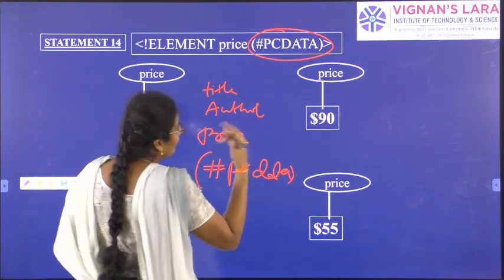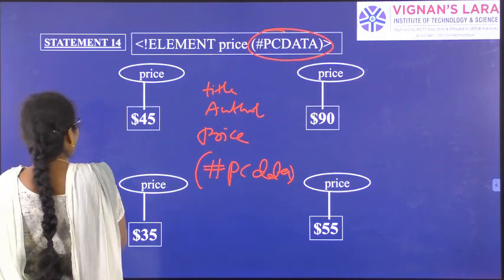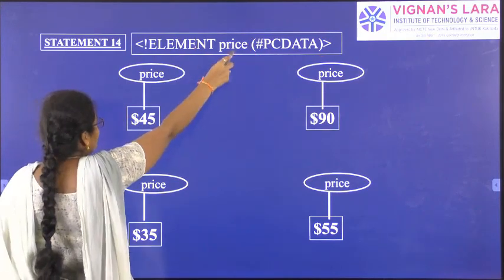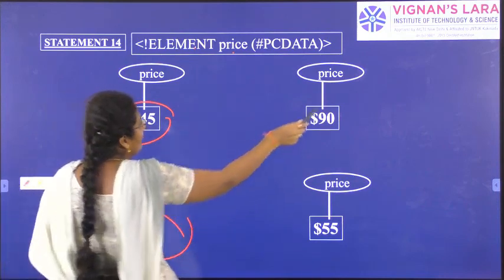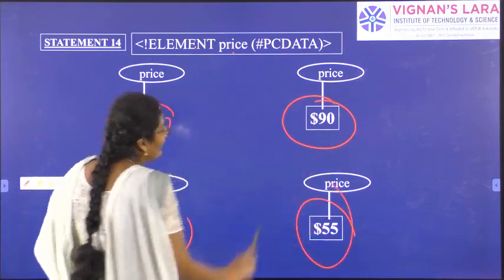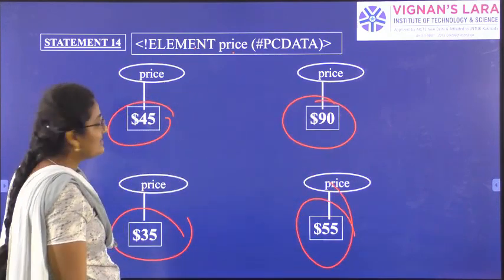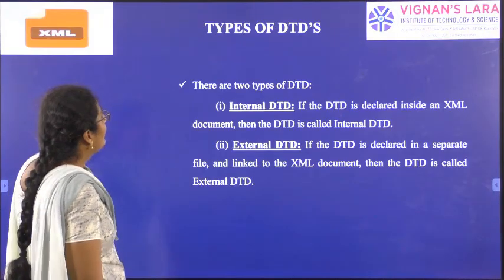It means while executing or while implementing we will give the data. So I have given the element price. At that time I will give what is the price for these 4 books, what is the title and what is the price. That I have represented as PCDATA.